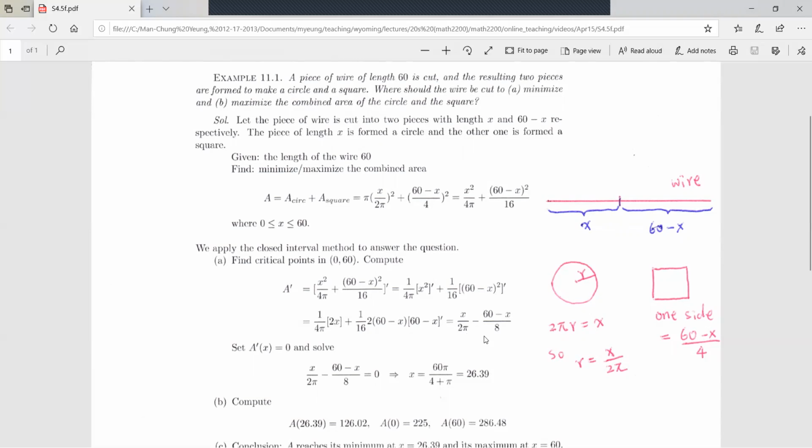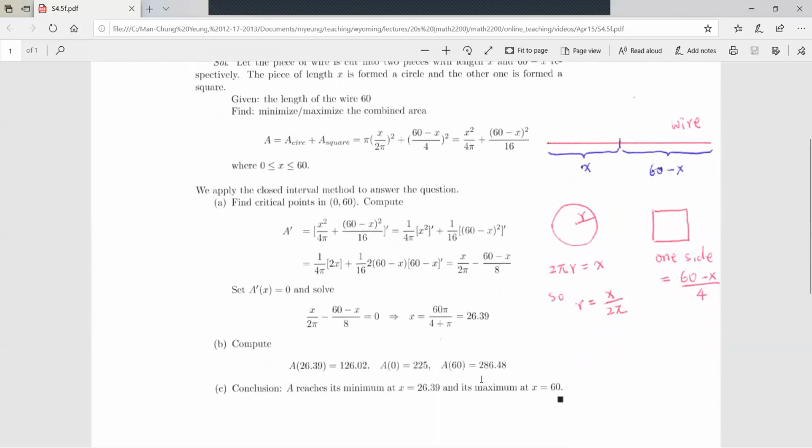This is the derivative of A with respect to x. Okay. Now to find critical points, I set the derivative to 0 and solve this equation. Then I get the critical point, which is 26.39. Step 1 is done. Step 2.